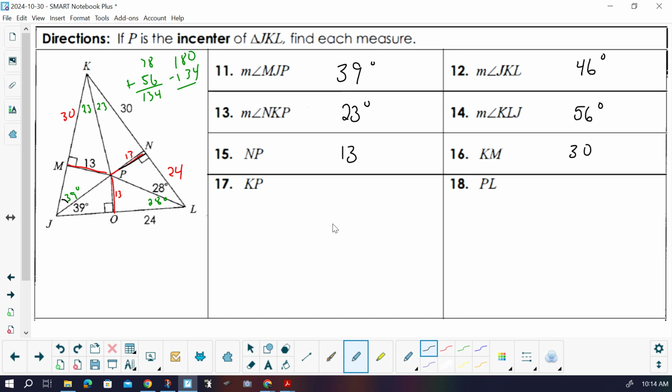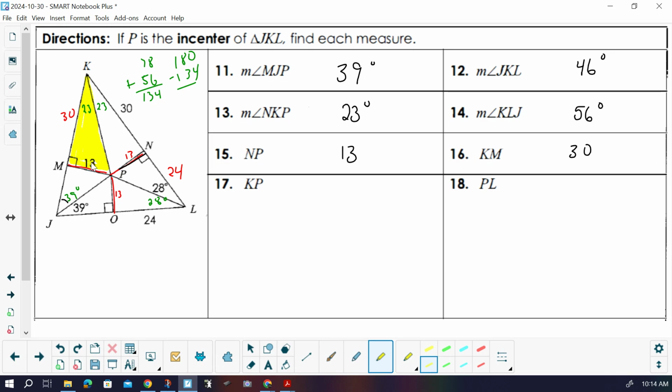All right, now chances are we're going to have to do a little bit more work for these because we have a bigger box for work, right? That's my clue. So probably going to need to look at a right triangle. So let's find KP first. Where is KP? K is there. P is here. So that's KP right here. So I'm going to look at either one of these triangles. I'm going to look at this one right here that has KP as part of it.